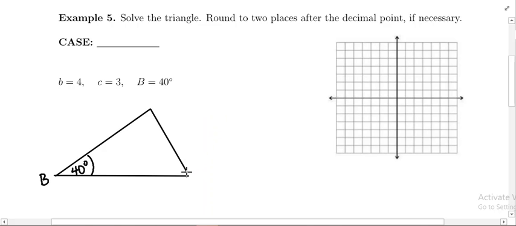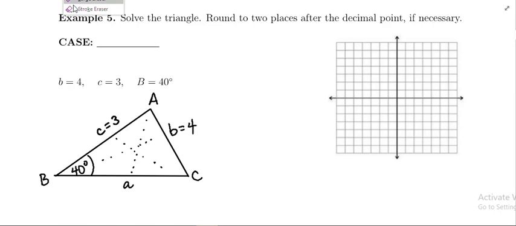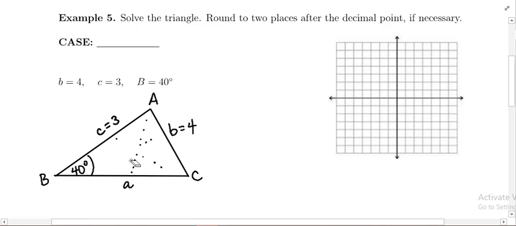So if we go straight across from angle B, this is going to be side length B. We are told that is 4 units long. We have information about side length C, so just pick a side. Let's say this is C. So C is 3. If we go across from that side, that means this angle should be C. The remaining angle needs to be A, and the side across from A is going to be side A. All right, so here we go. This is what our triangle looks like.